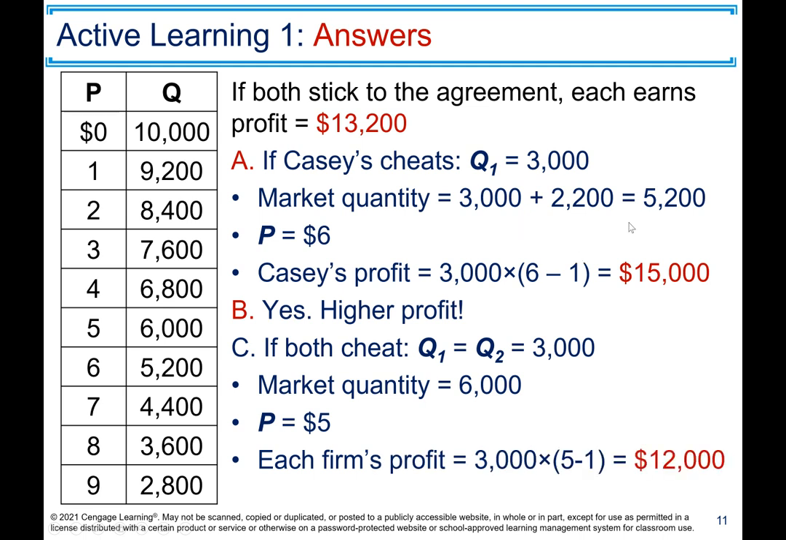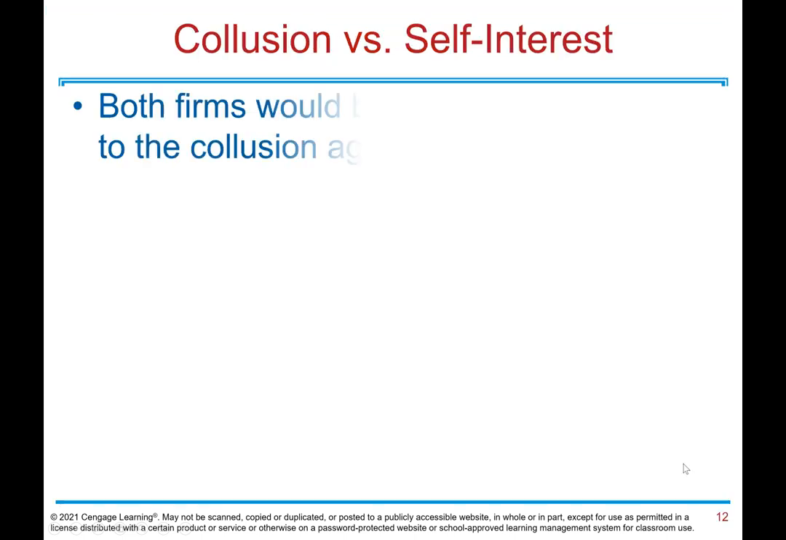C. If both cheat, Q1 equals Q2 equals 3,000. They both produce 3,000. Market quantity is now 6,000. Price will be $5. Each firm's profit is 3,000 times 5 minus 1, and that equals 12,000.